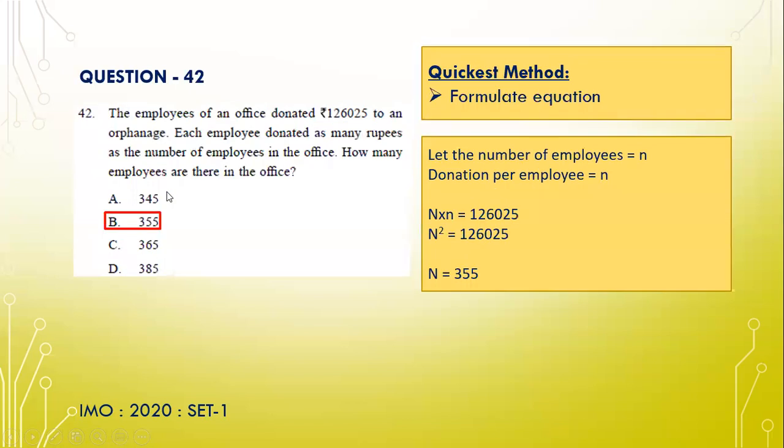Each employee of an office donated 126025 rupees to an orphanage. Each employee donated as many rupees as the number of employees in the office. How many employees are there in the office? So let the number of employees be N, and the donation per employee is also N. So N into N is the total donation, which is 126025. So N square is 126025, and N is the square root of 126025, which is 355.